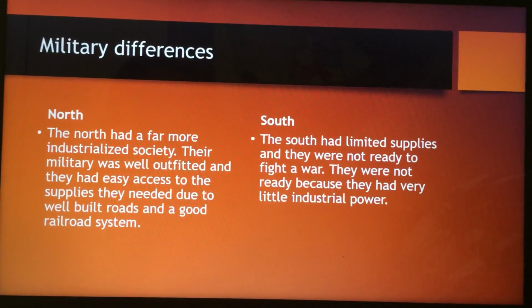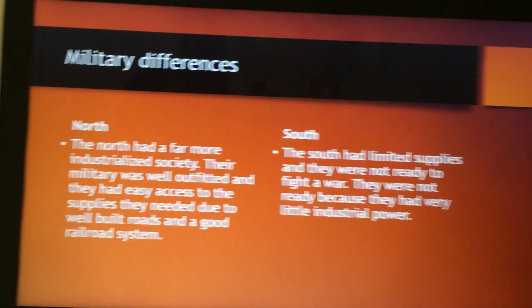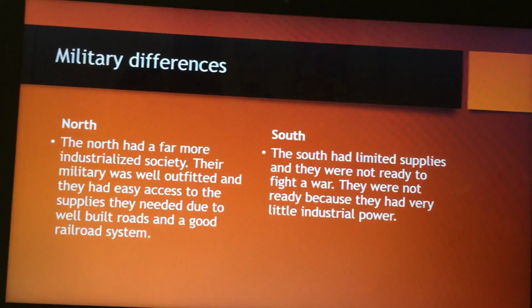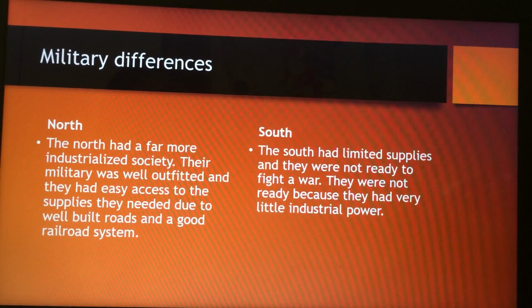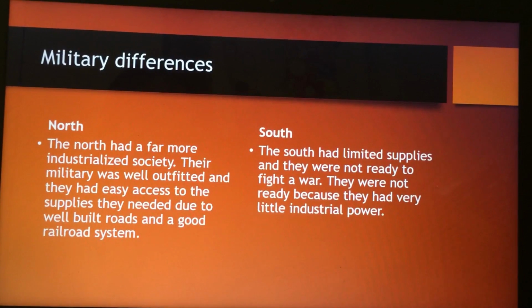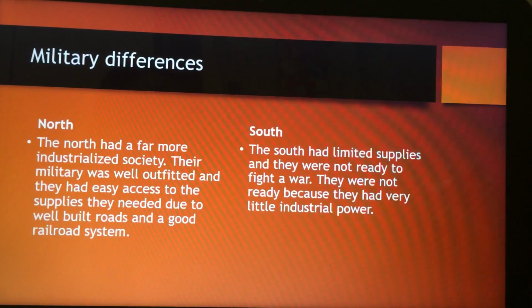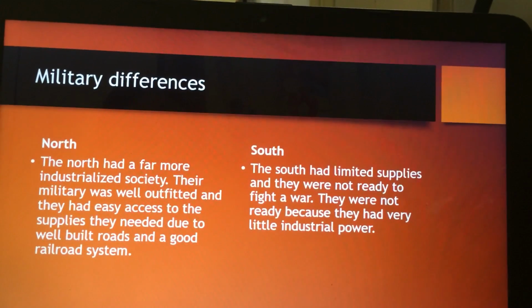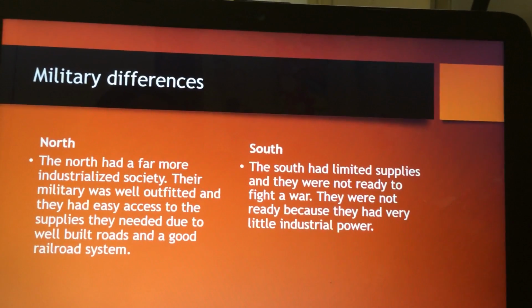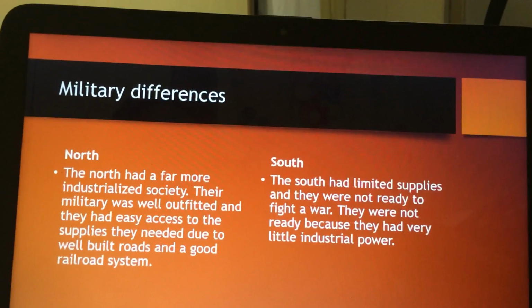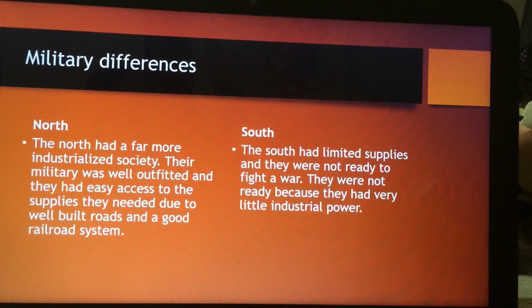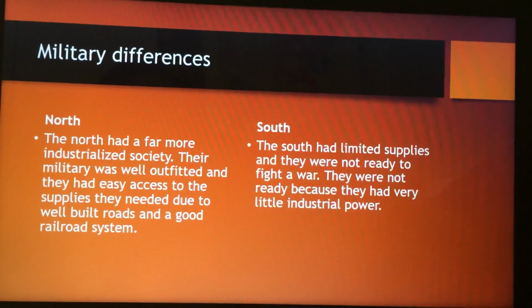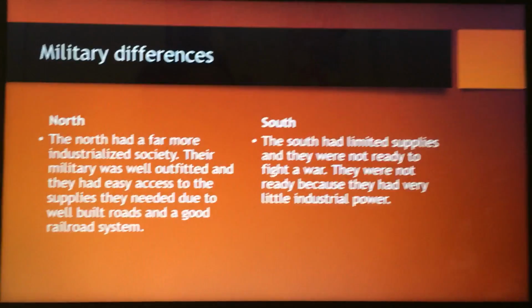The reason the North had more industrialized power than the South was because the North was more focused, because they didn't have slaves, they didn't have farming to worry about. But the South did. The South had slaves and farming. So what they had to worry about was the land and stuff like that, and slaves.